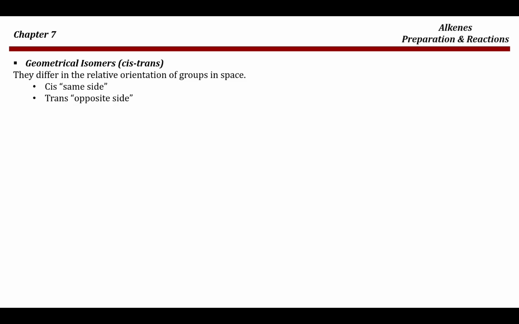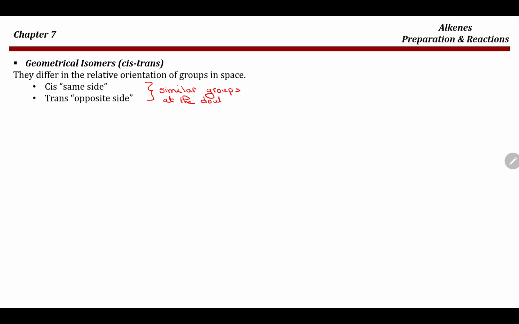Geometrical isomers or cis-trans isomers differ in the relative orientation of a group in space. So the cis one is the one which has branches on the same side, whereas trans is the one which has branches on opposite sides. First of all, when can we use cis and trans isomers? We can only use them if we have similar groups at the double bonded carbons.